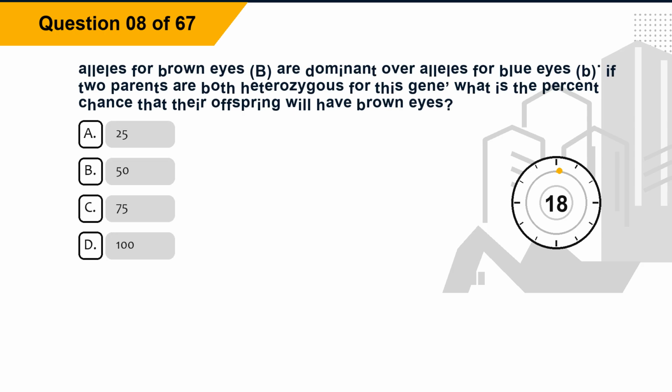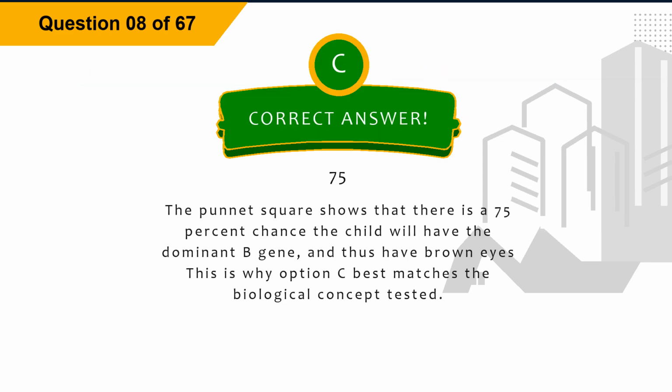Question 8. Alleles for brown eyes, B, are dominant over alleles for blue eyes, b. If 2 parents are both heterozygous for this gene, what is the percent chance that their offspring will have brown eyes? Option A, 25. Option B, 50. Option C, 75. Option D, 100. The correct answer is option C, 75. Explanation: The Punnett square shows that there is a 75% chance the child will have the dominant B gene, and thus have brown eyes. This is why option C best matches the biological concept tested.